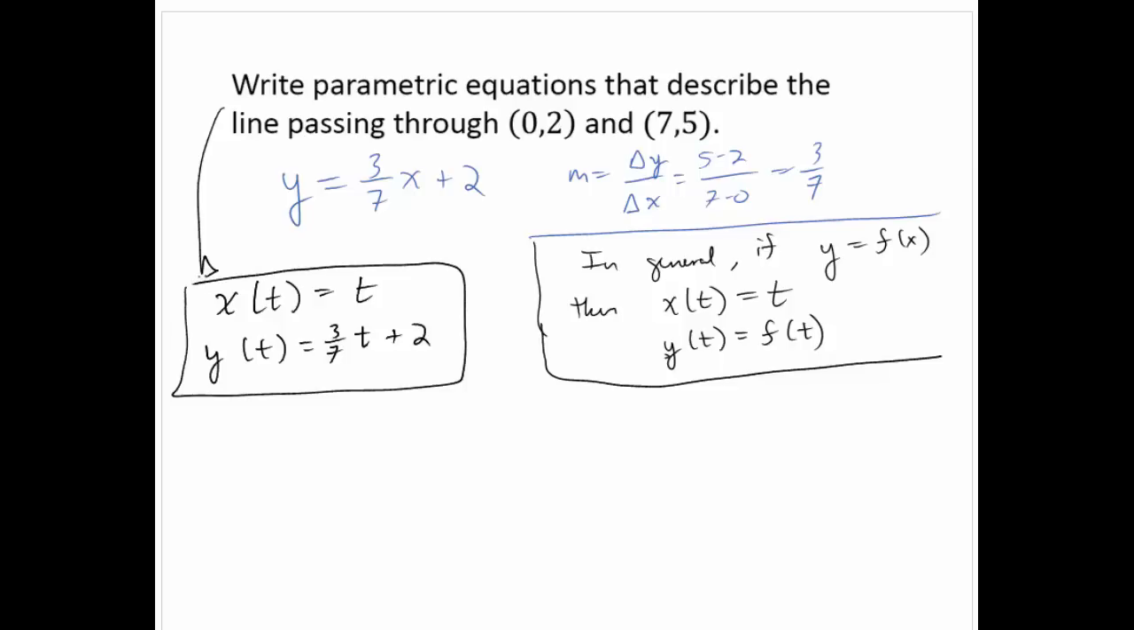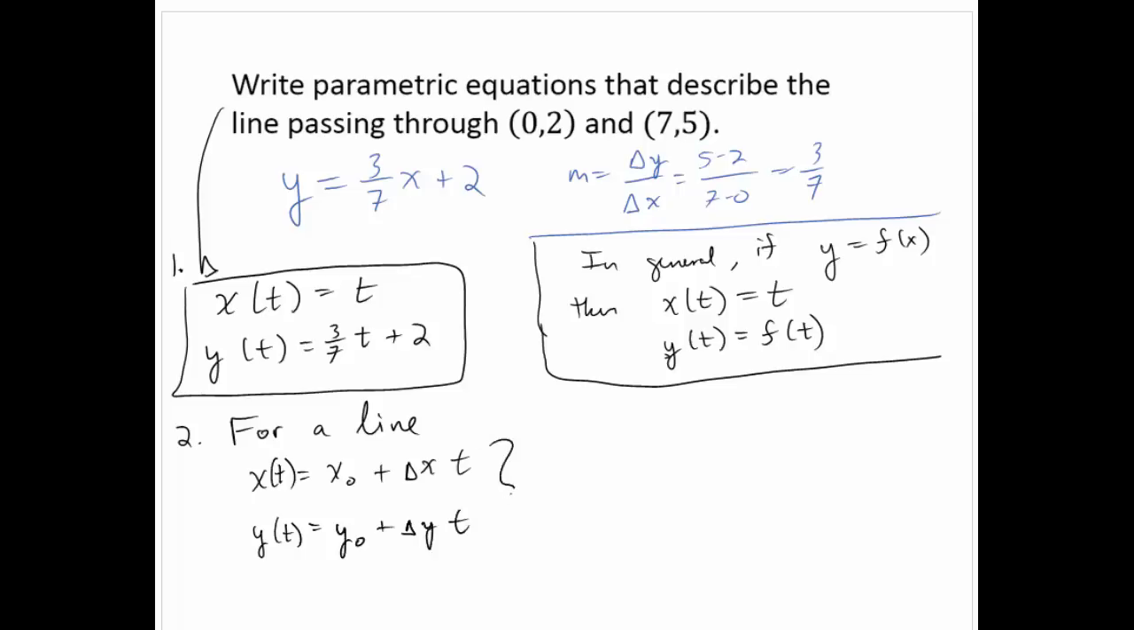That's one approach. An alternative approach, so that's one correct answer. Here's a second correct answer. And in this approach, for a line, this will only work for a line, we can write x of t is the initial x value plus delta x times t, and y of t is y initial plus delta y times t. This will only work for a line.